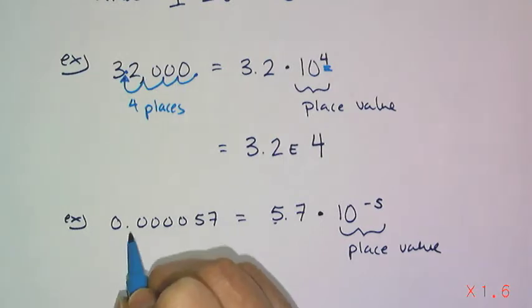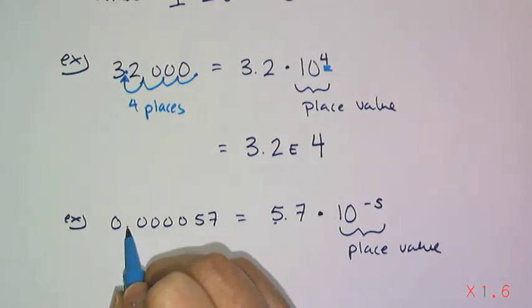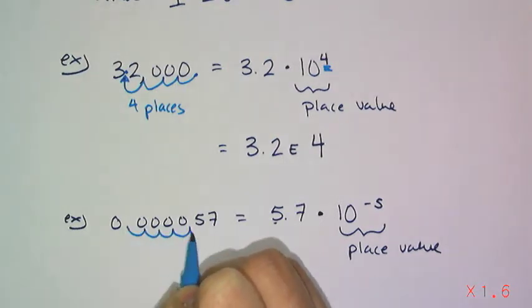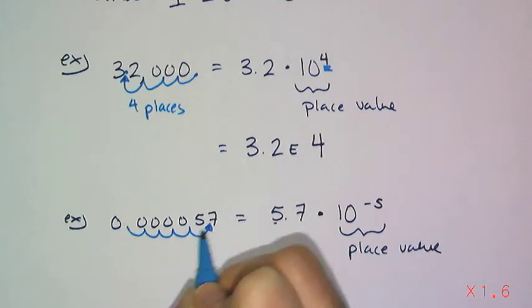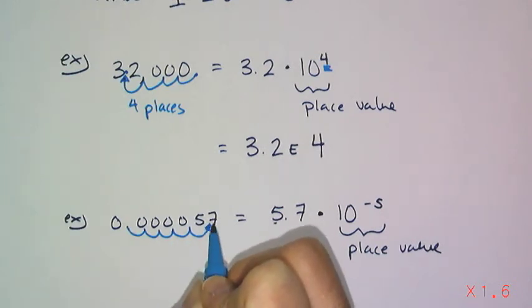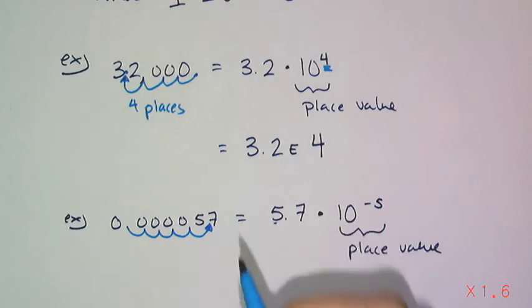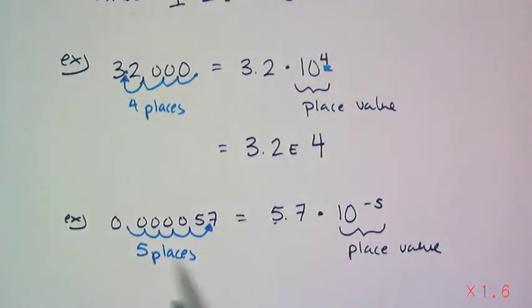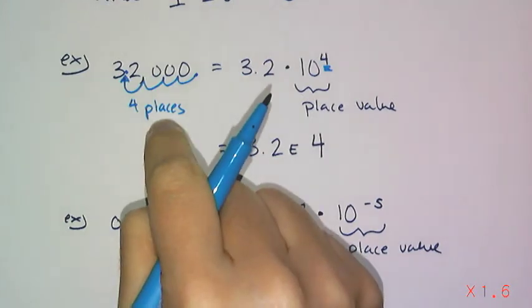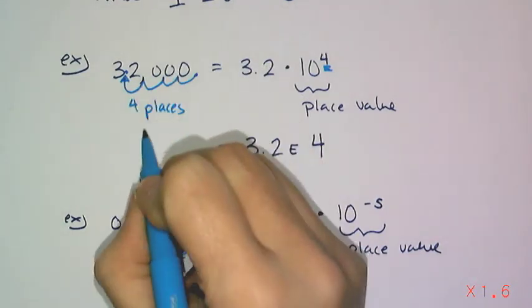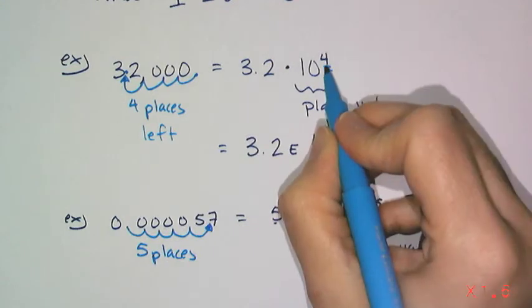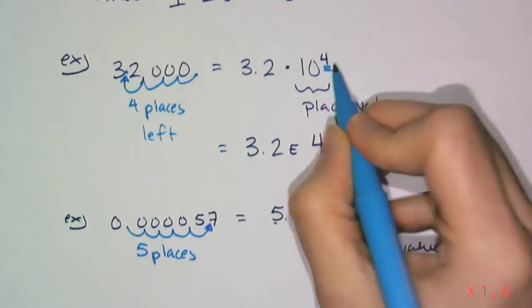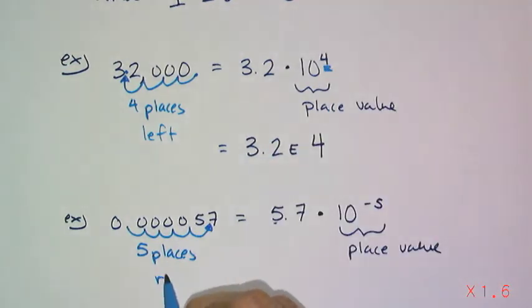I do the exact same thing here when the number is really close to 0. I move the decimal so that my number comes between 1 and 10, which in this case is 5.7, and I think about how many places I moved it, and I moved it 5 places. Since I moved these 4 to the left, that means I'm adding to the exponent, and since I moved it to the right here, that means I'm subtracting from the exponent.